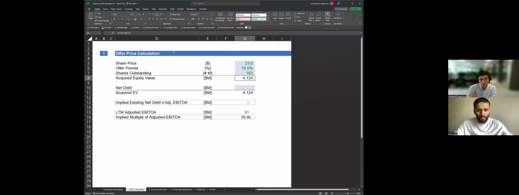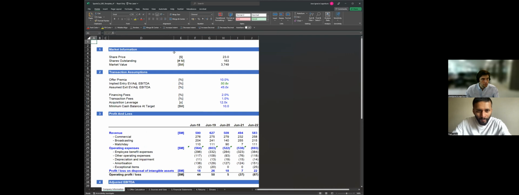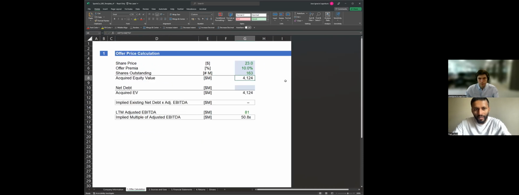So if you go to the first tab, just to make things clear, the market cap of the company is around 3,749 million, so 3.7 billion. And if you go to the second tab, to actually buy this company, because the shareholders will want a return, they're not going to give you the company for the same market price. You're going to have to offer 10% more, so instead of 3.7 billion, you're going to have to pay 4.1 billion. That's right. Perfect.